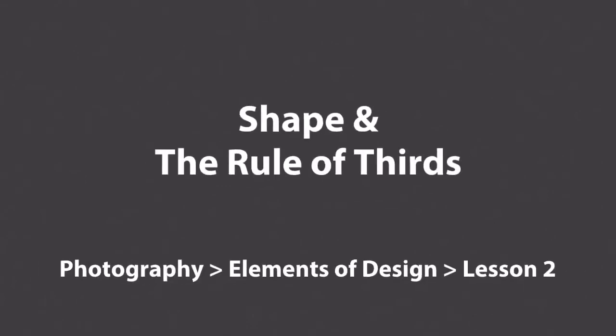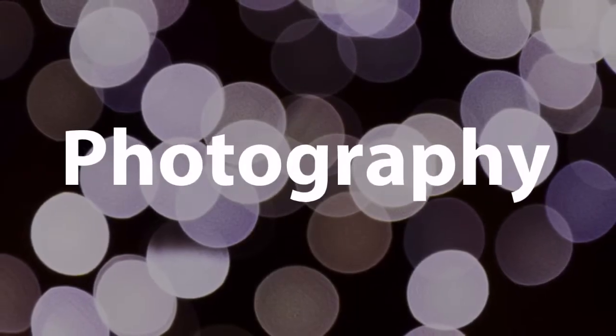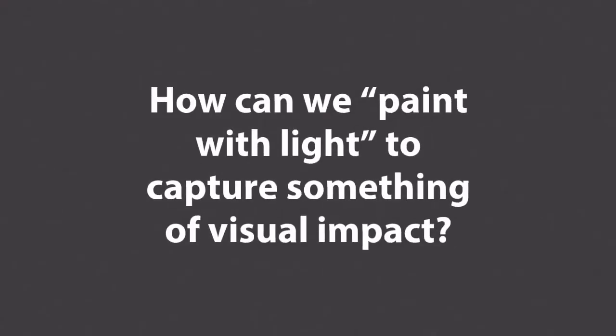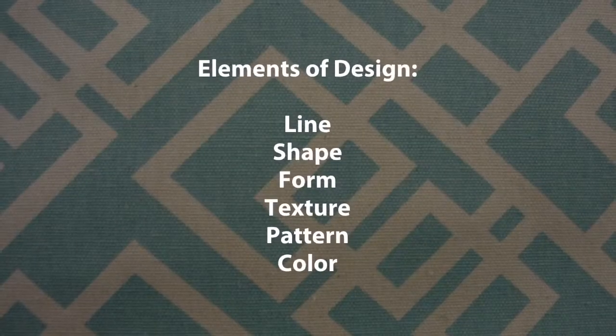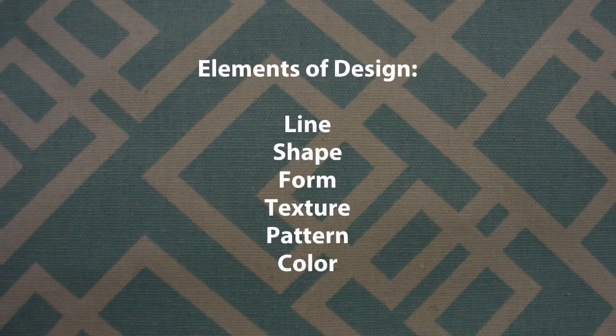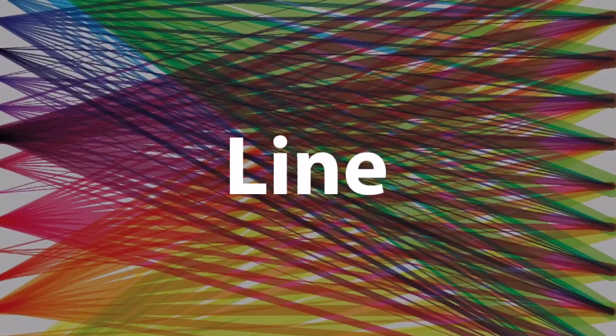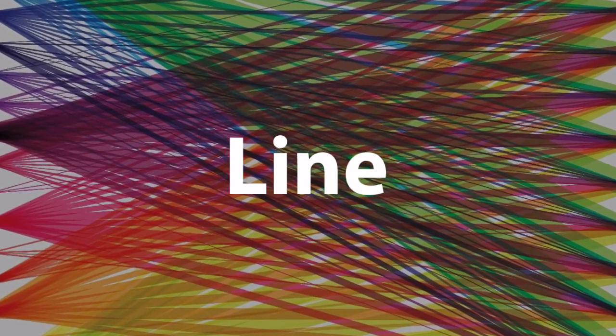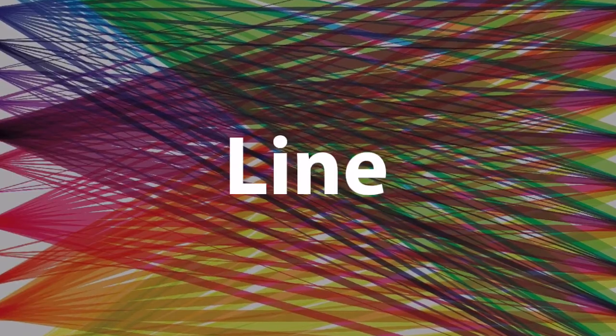Welcome back. Today, in our second photography lesson, we'll be discussing shape and the rule of thirds. Last time, we discussed how photography is painting with light. And so, our big question became, how can we paint with light in order to capture something of interest, of impact? And so we discussed how one of the things needed to do this is a good sense of the elements of design. One of which is line, and how line can draw a viewer's eye into or out of the frame. It can also cause emotion in a person.